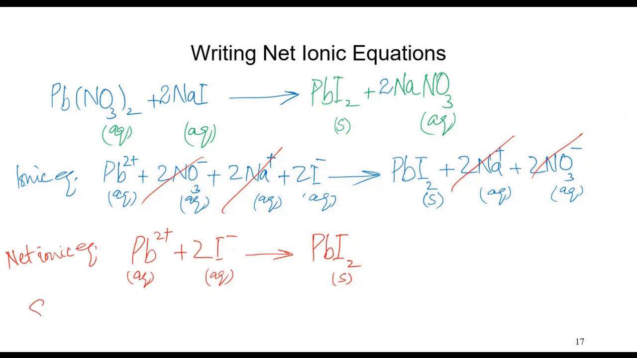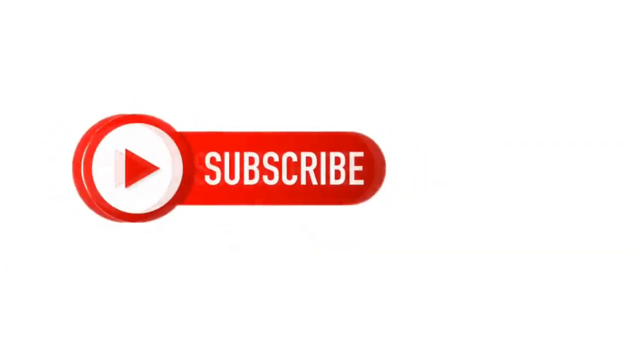Okay friends, now what are the spectator ions? NO3 and Na. Very good. So Na positive and NO3 negative, these are spectator ions. Any question, boys? Is this clear? Yes, it's clear. Thank you. Very good. Excellent.